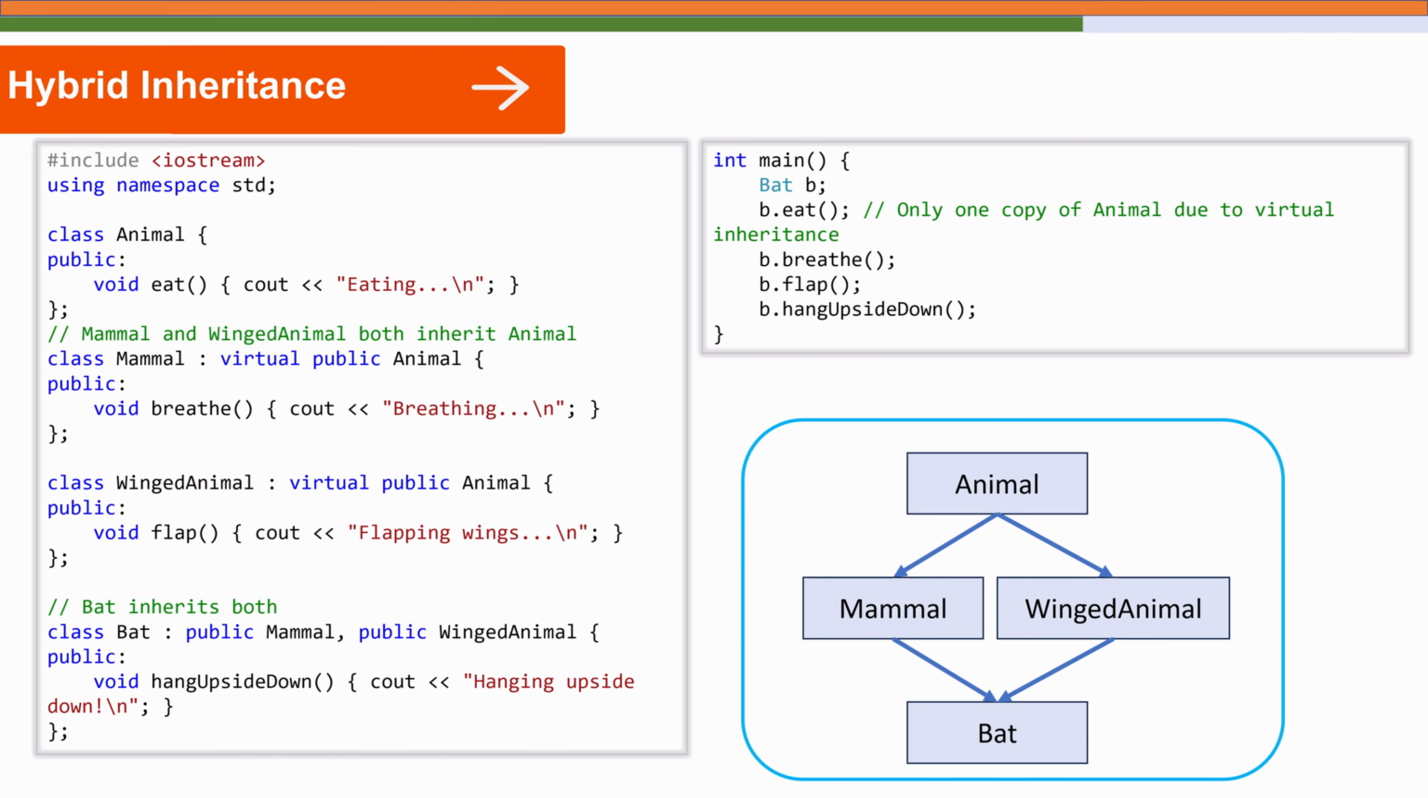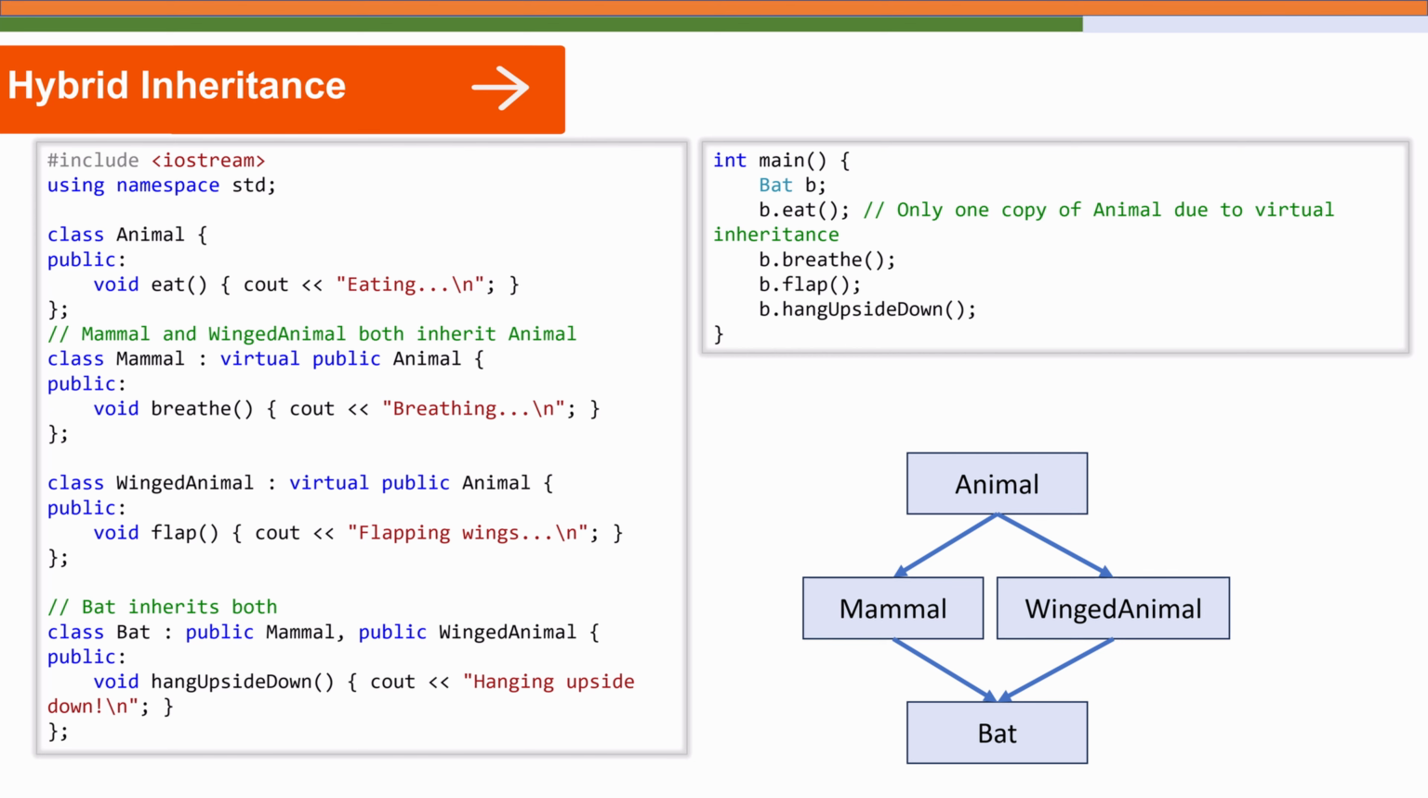Finally, hybrid inheritance, also known as diamond inheritance, is a combination of more than one form, typically multiple and multi-level. For example, a bat is both a mammal and a winged animal. Both of these classes might inherit from a common base animal. So this forms a diamond shape hierarchy. Animal sits at the top, mammal and winged animal in the middle, and bat at the bottom. Without the virtual keyword, both mammal and winged animal would each have their own copy of the animal.